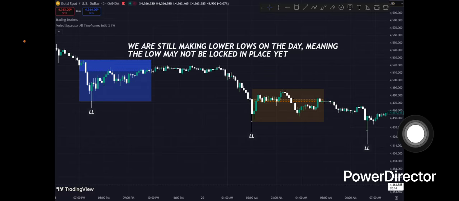And what that tells us, right, is if we're still putting in lower lows, that the low of the day has not been locked in place yet. So if you're looking for a long trade, right, you're counter trending what's actually happening. We're still putting in lower lows. The low hasn't been locked in place yet. You have no evidence to be buying it as long as we're still putting in lower lows, okay?